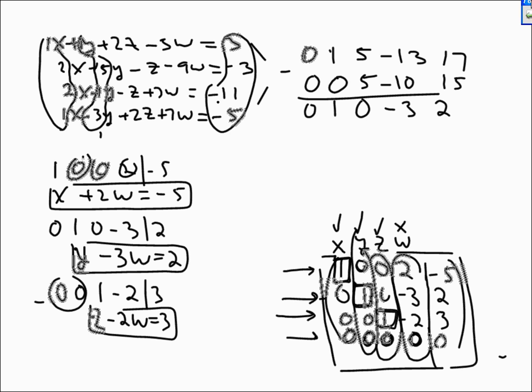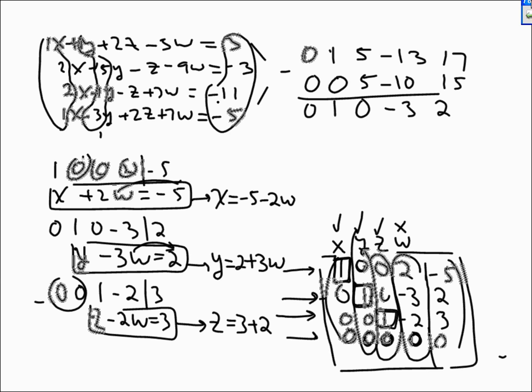Solving for X, Y, and Z, bring the 2W over. X is equal to negative 5 minus 2W. Y is equal to 2 plus 3W. Just bring the negative 3W over as plus 3W. The last line says that Z is 3 plus 2W.